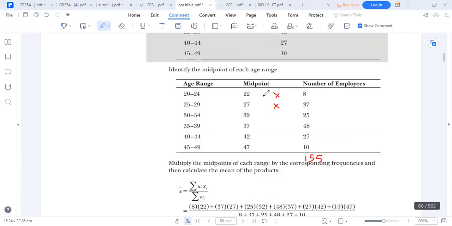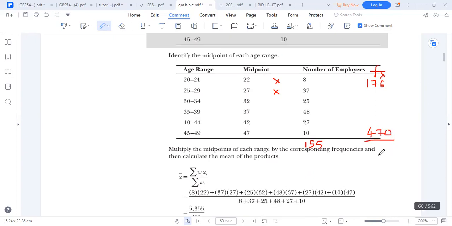When we apply this one by that, we get the f times x. So the 16 carry 1, 17. And you add the last number, 10 by 47 is 470. Then when you total up here, the total figure you're going to get is 53.55.